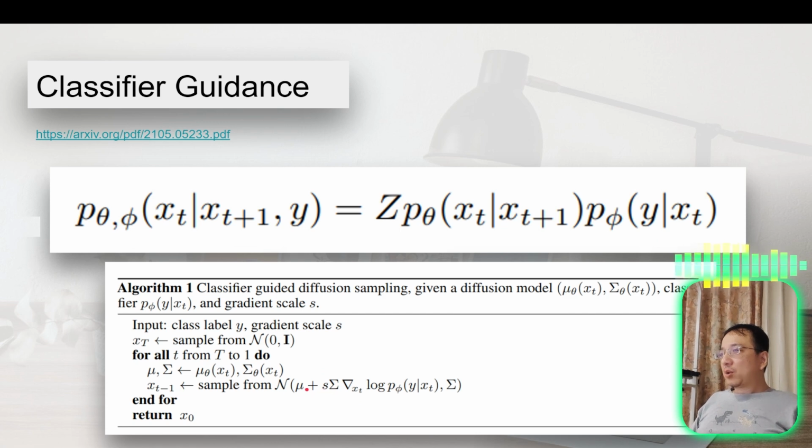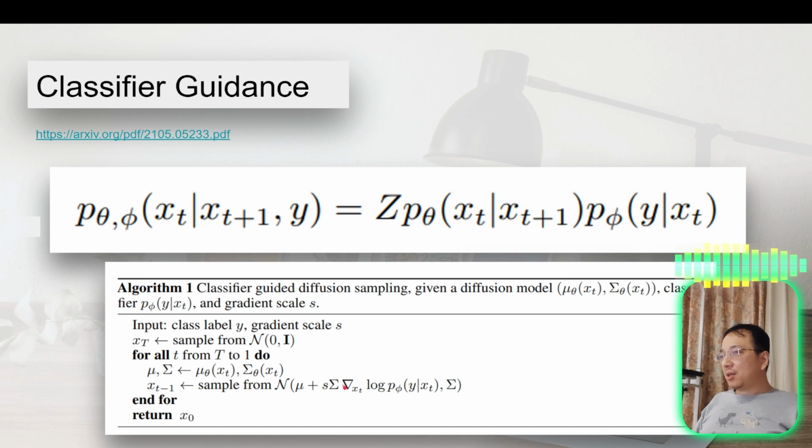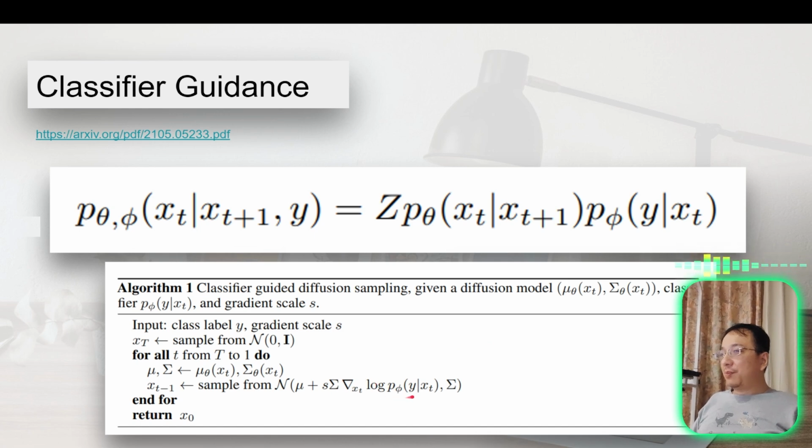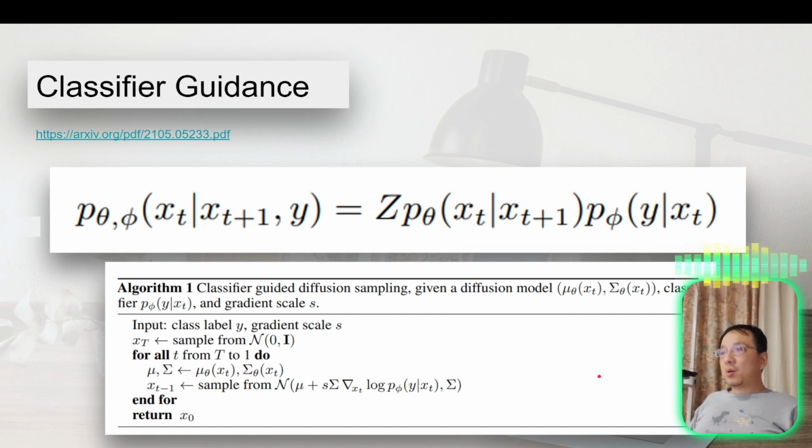And we add the log of it. We actually consider the gradient of the log. You can see that we are considering the gradient of log P here. So this is the whole algorithm for the denoising sampling.